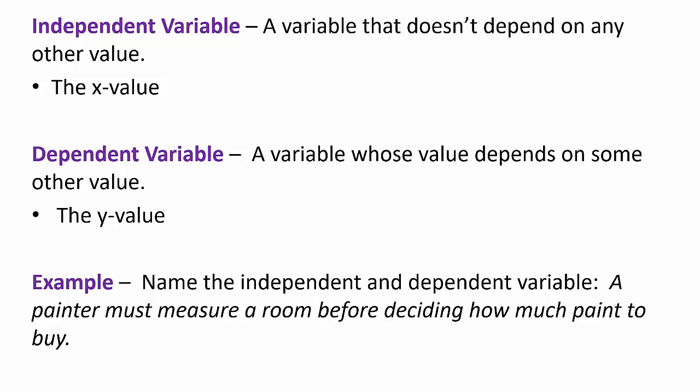The dependent variable is how much paint to buy. The amount of paint that we're going to buy depends on the measurements of the room. If my measurements are small, I need very little paint. If my measurements are large, I'm going to need quite a bit of paint.